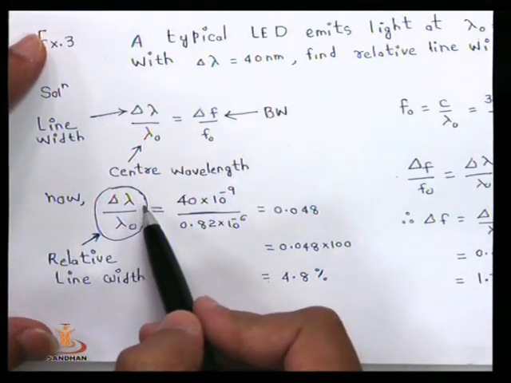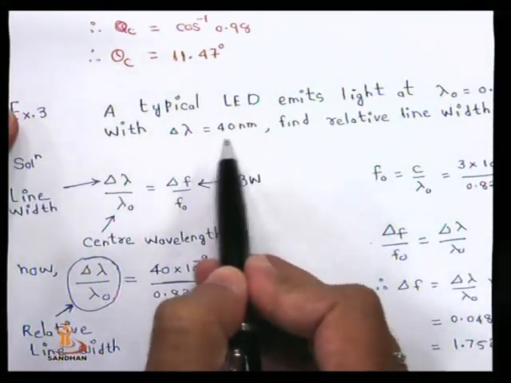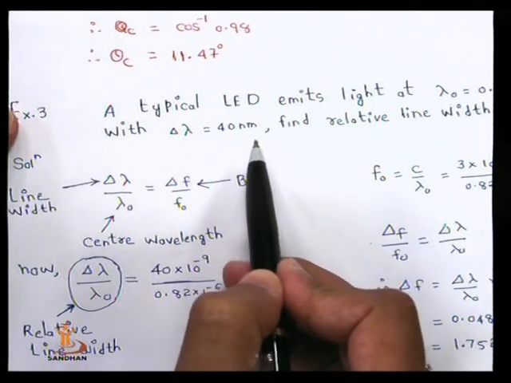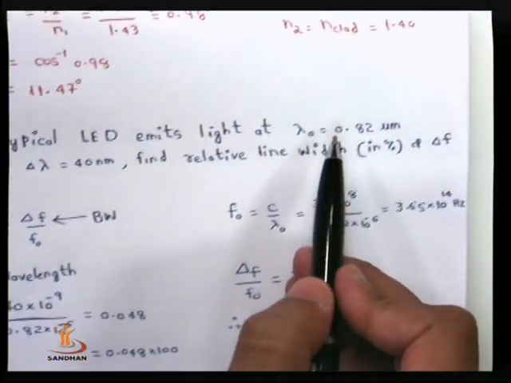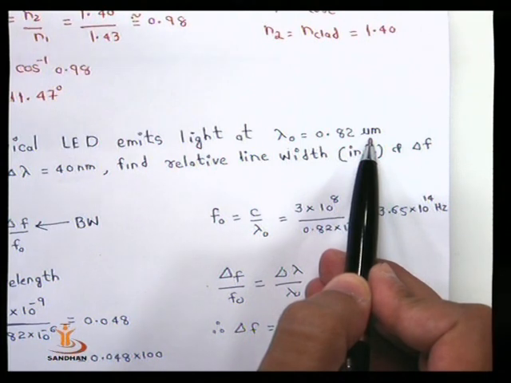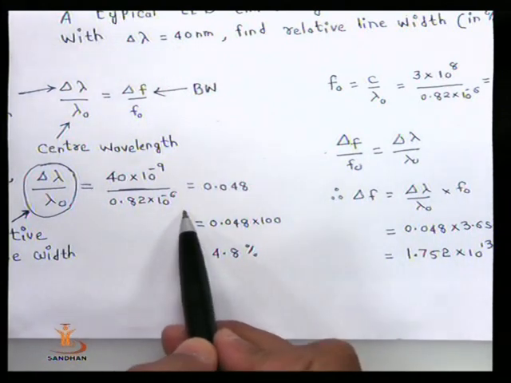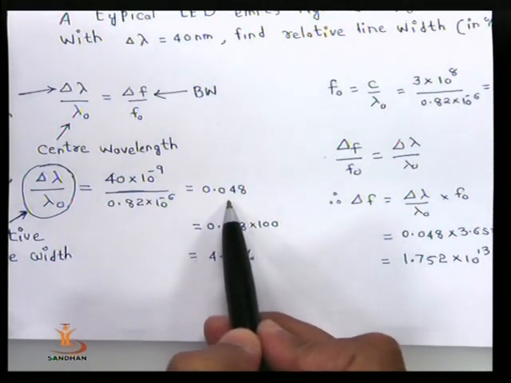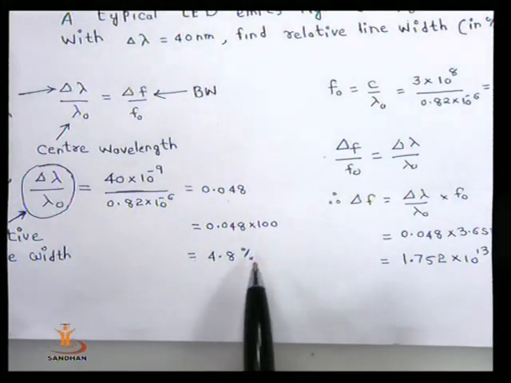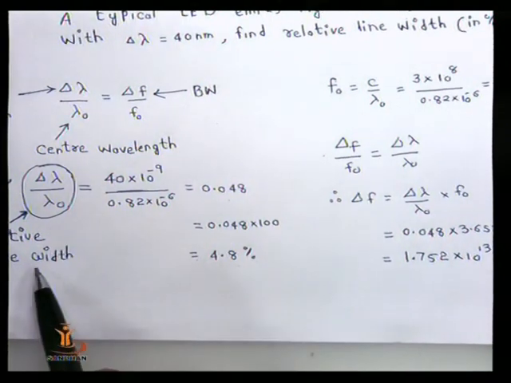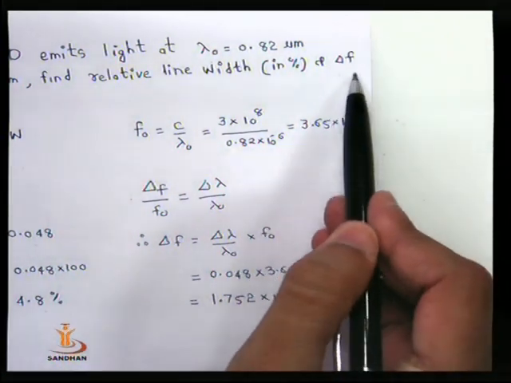First of all, you can put the value of del lambda. Del lambda is given and it is 40 nanometer. So convert this 40 nanometer into meter. It becomes 40 into 10 raised to minus 9. The value of lambda 0 is given as 0.82 micrometer. Lambda 0 is the center wavelength. So lambda 0 is 0.82 into 10 raised to minus 6. Calculation gives you 0.048. If we convert into percent, then it gives 4.8%. So 4.8% is the relative line width. Now our objective is to find out del f.